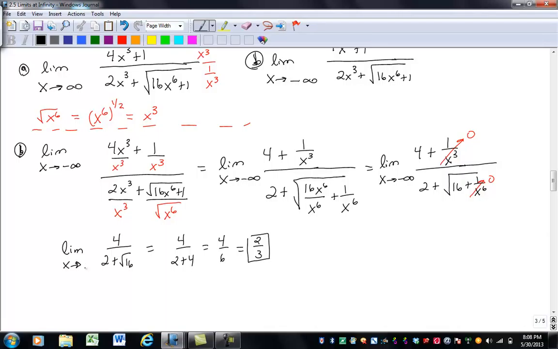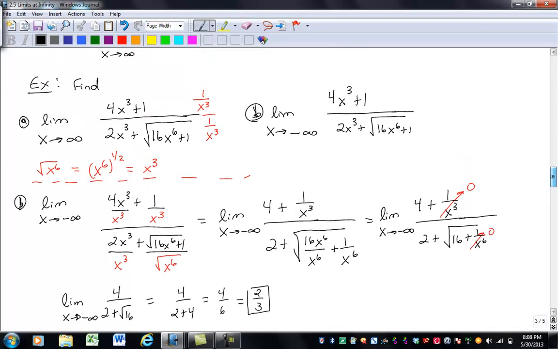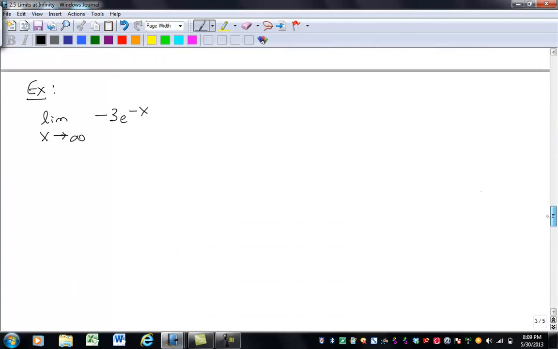And that means I can still get 4 over 2 plus the square root of 16. So I get the same limit for both of these, because everything would be done exactly the same, and these limits here would still go to 0, because that happens regardless of whether x is positive or negative infinity. So they have a couple scary ones like that in the book, and you just have to be careful with finding the highest power. The last one has to do with one of the transcendental functions we talked about before.